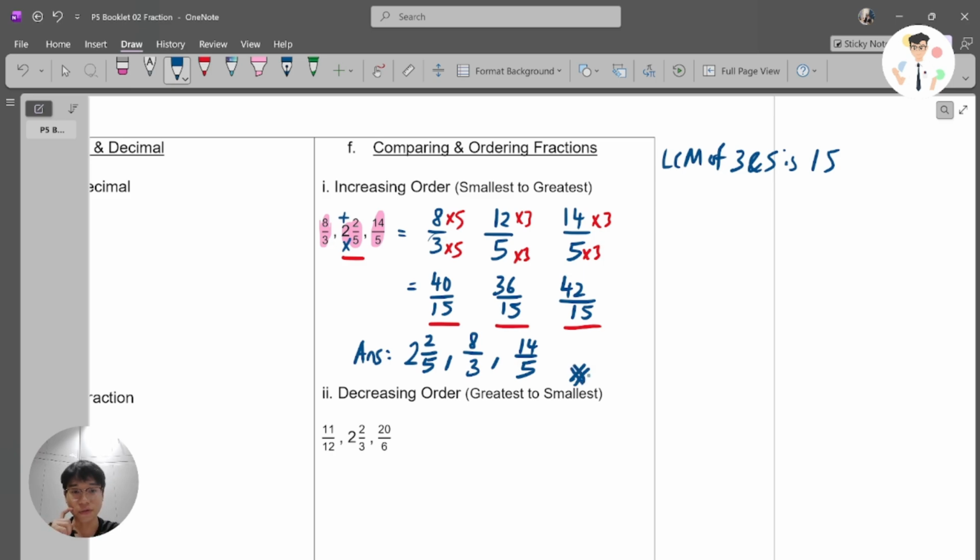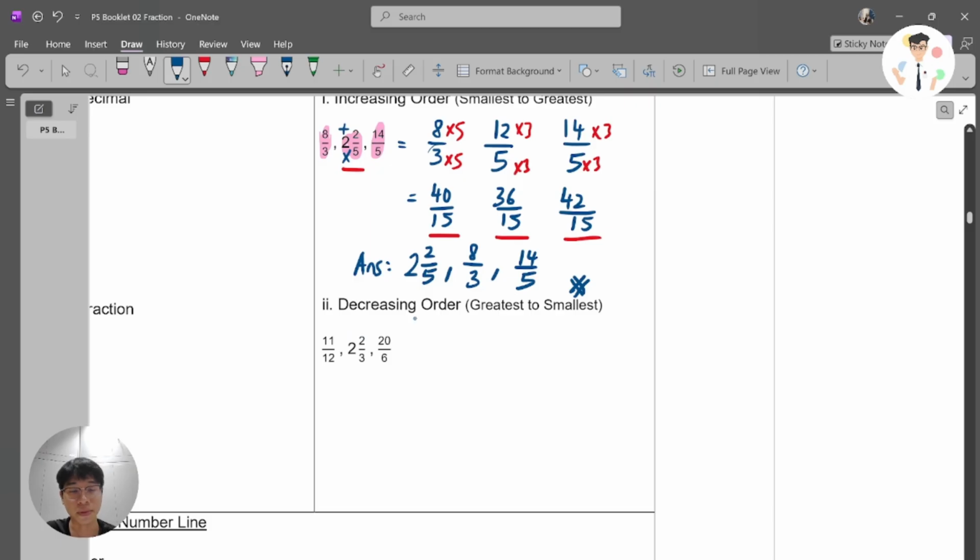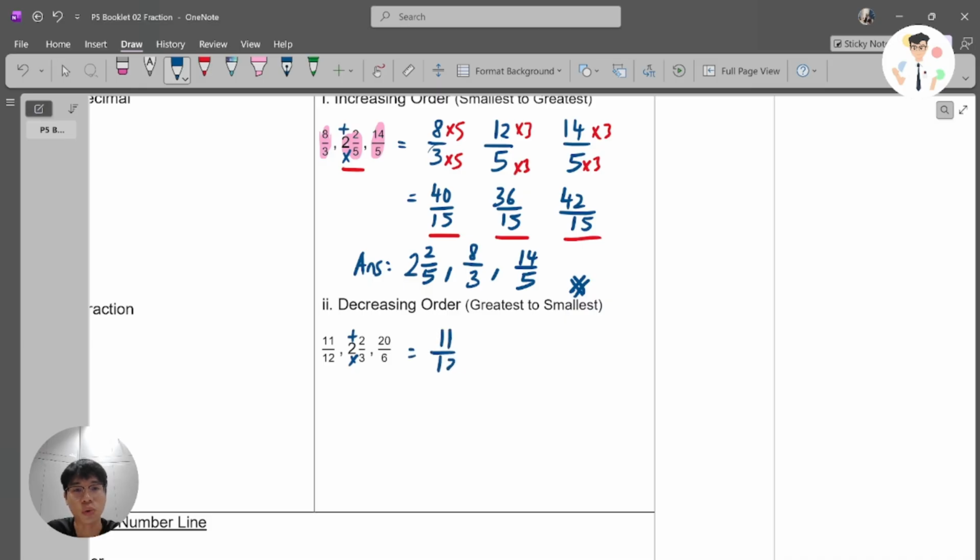Okay, the same thing for the next example here, but now we are doing it in decreasing order. Same thing, we convert this to an improper fraction. So we multiply and add. So we have 11 out of 12. We have 3 times 2, 6, plus 2, 8 out of 3, and 20 out of 6.